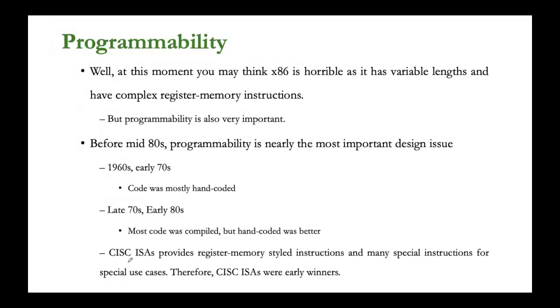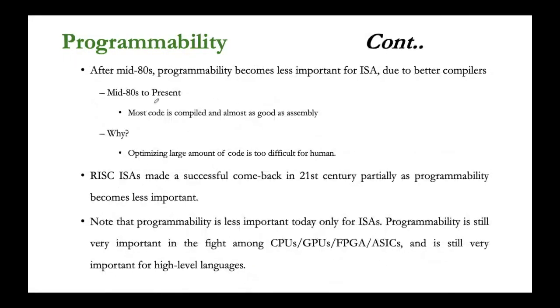So this CISC ISA provides register-memory style instructions and many special instructions for special use cases. Therefore, the CISC ISAs were early winners up to the 1980s. But after the mid 80s, programmability became less important for ISA due to better compilers. That means from the mid 80s to the present, most code is compiled and almost as good as assembly. Optimizing a large amount of code is too difficult for a human.